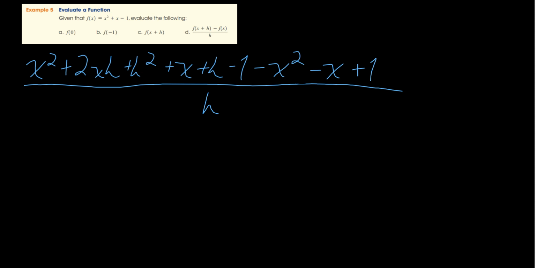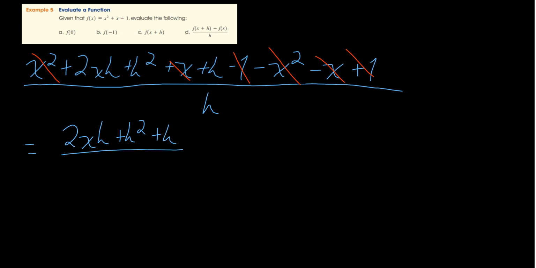All right, now we can combine like terms. So this x squared and this negative x squared, they cancel. That positive x and this negative x cancel. This negative 1 and that positive 1 cancel. And that looks about it. So what I have remaining will be 2xh plus h squared plus h all over h.